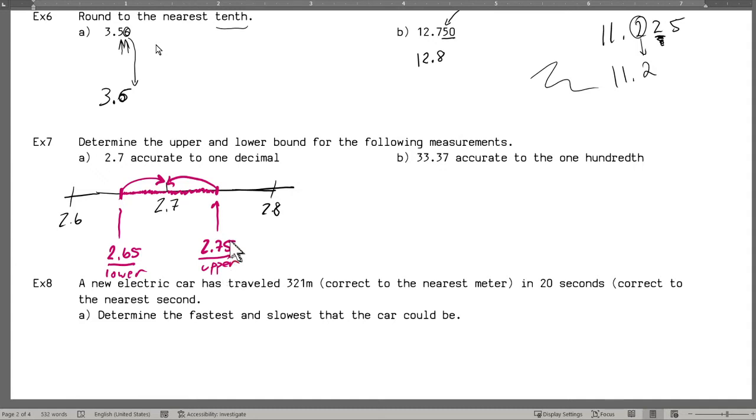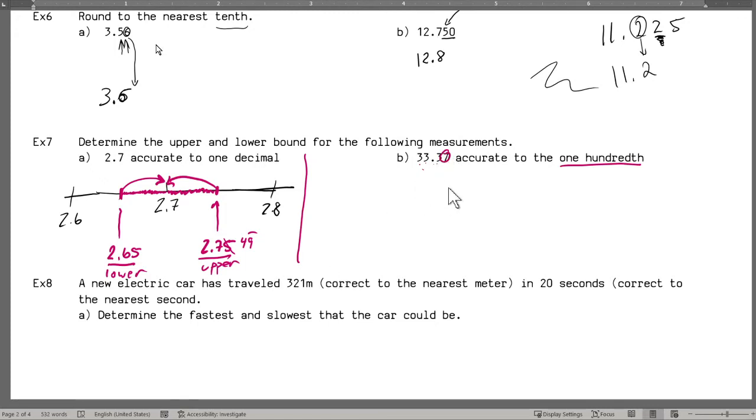Now, on the upper bound, you're going to want to change this to a 4-9 repeating, because technically speaking, a 2.75 would round to a 2.8. So for your upper bound, you want to always write at the most a 4-9 there. So this one over here is accurate to the 100th place. And so it's 33.37. And so this is the 100th place.